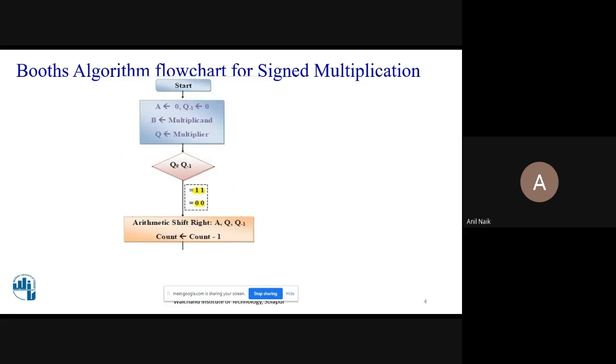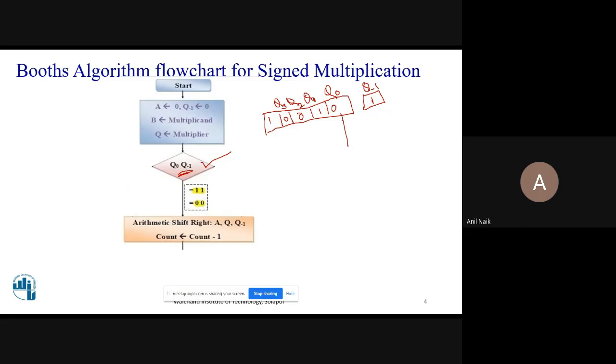Then after that what happens? You have to check the condition of Q naught and Q minus 1 register. Okay, Q means multiplier. So how does the multiplier store? It stores in this form. Suppose it is 5 bits: Q naught, Q1, Q2, Q3, that is the Q register bit positions, and this is the separate Q minus 1 bit position. Tomorrow we'll discuss that.